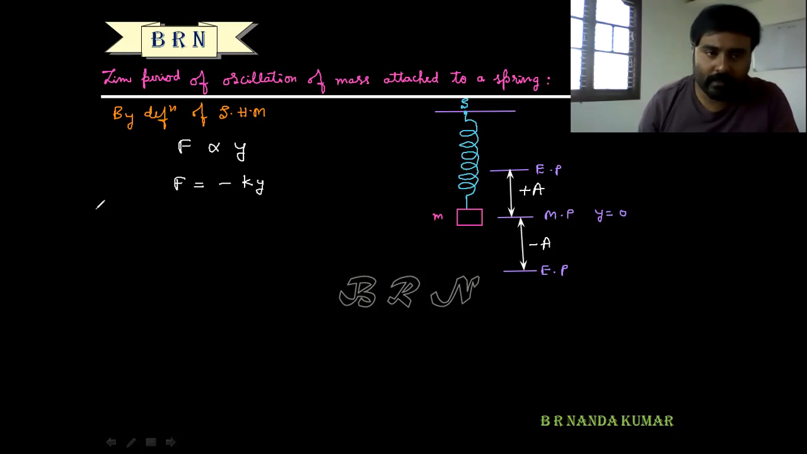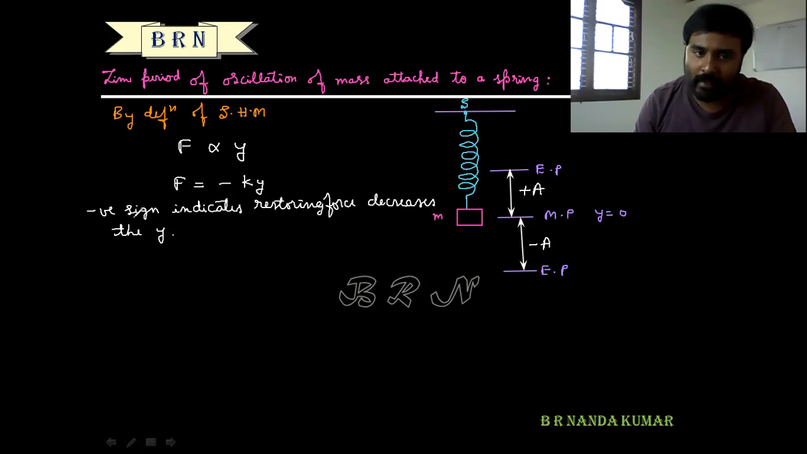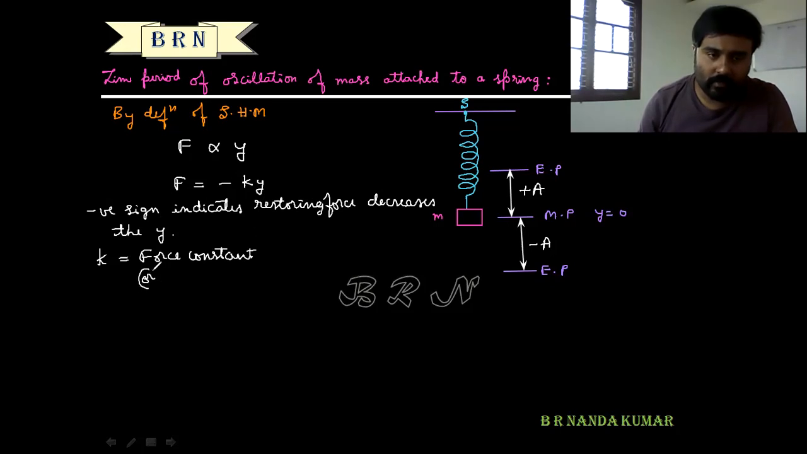Here the negative sign indicates that the restoring force decreases the displacement, decreases the value of y. And k is the force constant, also called the spring constant.